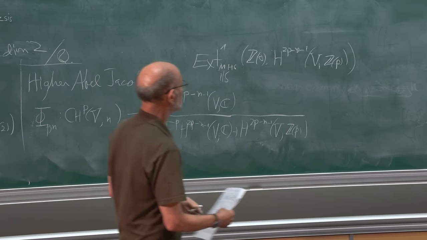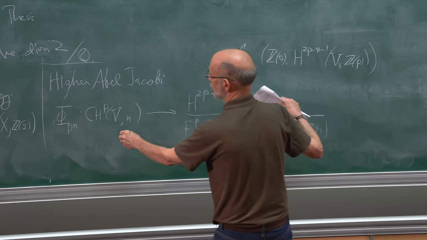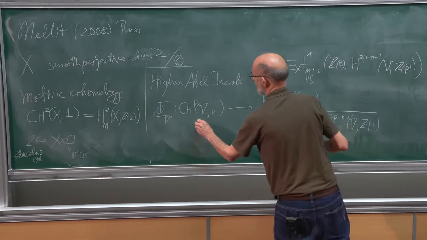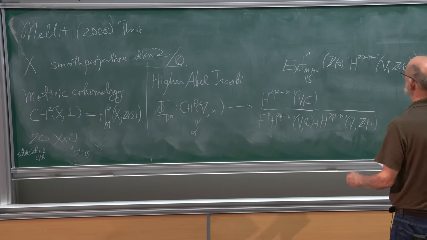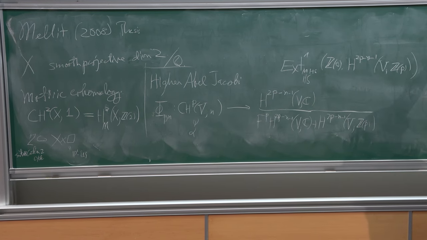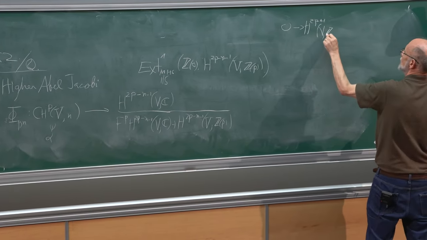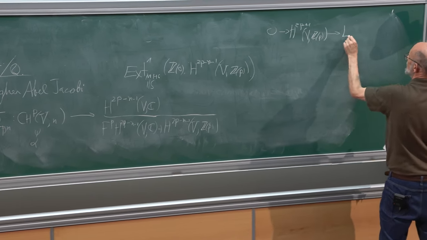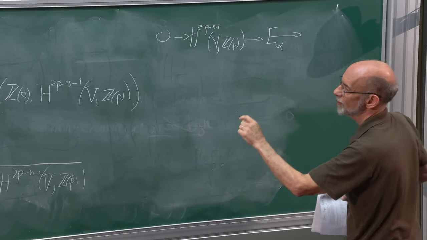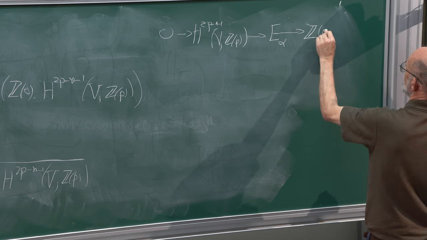So that means associated, if I have an element in here, well, let me stick with the general numbers for a minute. We'll shift to the special cases in a second. But if I have an element in here, let's say alpha, then I'm going to get an extension. Put it over here. 0 goes to H 2P minus N minus 1 V ZP goes to some E, which depends on alpha, goes to, I'm shifting back and forth between Z and Q. I apologize. I stick with Z here.